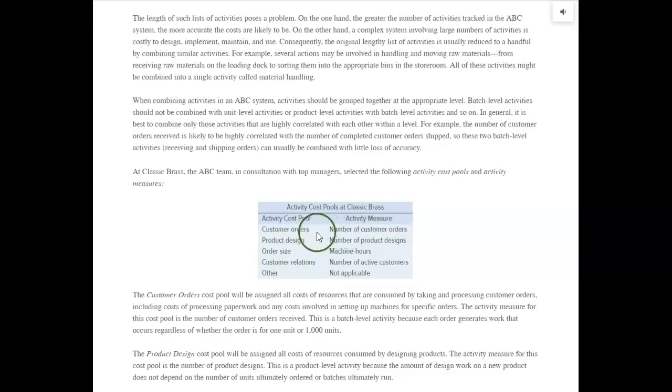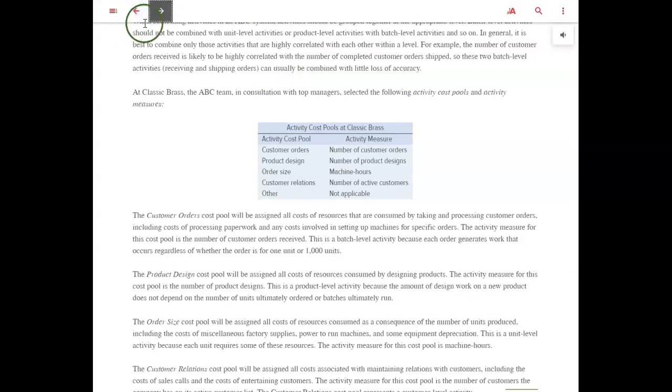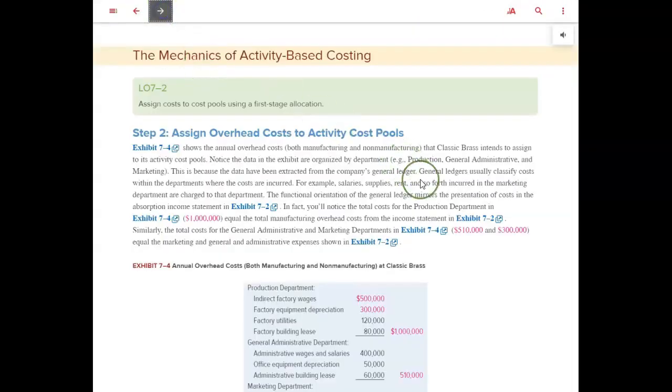The measure, customer orders. Well, we're going to measure this in the number of orders that we take from customers during the year. Same way with design. How many designs do we prepare during the year for the product? Order size, that's going to relate to machine hours. So order size can be like units, and the more units that we produce, more than likely the more machine hours we're going to use. Customer relations, that cost to be divided up among the number of active customers. So again, you can read all the details here. Let's go to this page.